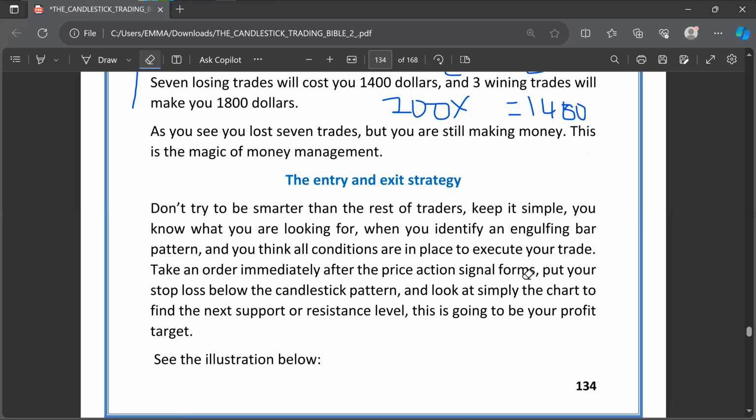Now, entry and exit strategy. Don't try to be smarter than the rest of the traders. Keep it simple. You know what you are looking for.